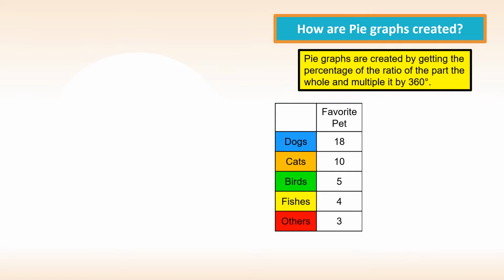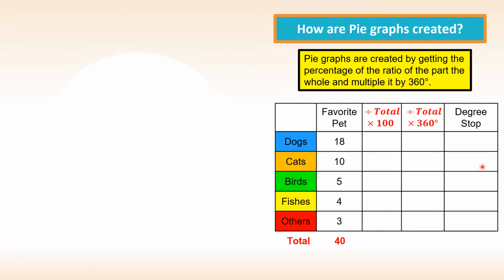So we have dogs, cats, birds, fishes, and others. For the dogs, you have 18. For the cats, 10. Birds, 5. Fishes, 4. And others, 3. So first, we are going to get the sum of it. 18 plus 10 plus 5 plus 4 plus 3 gives us 40.